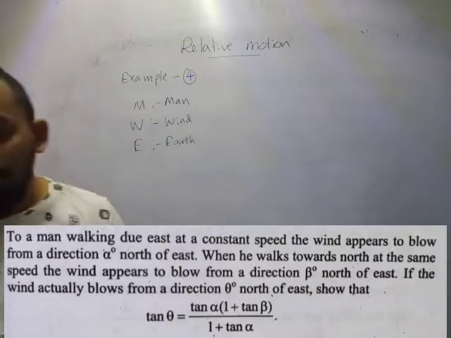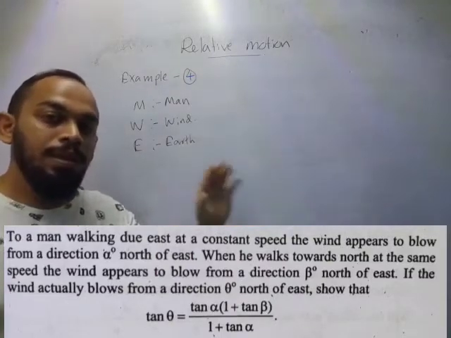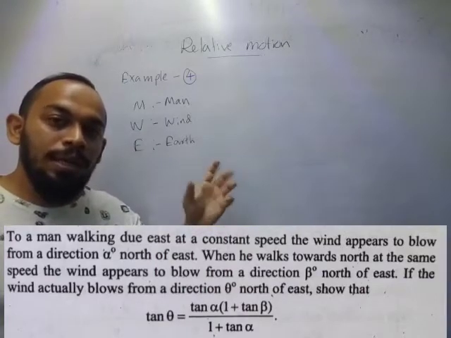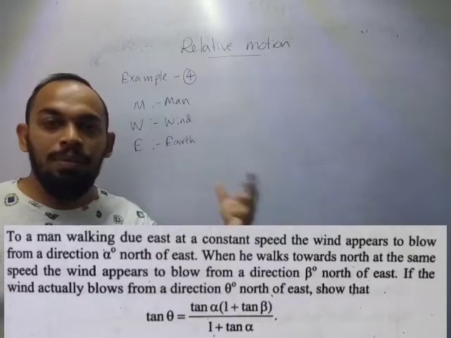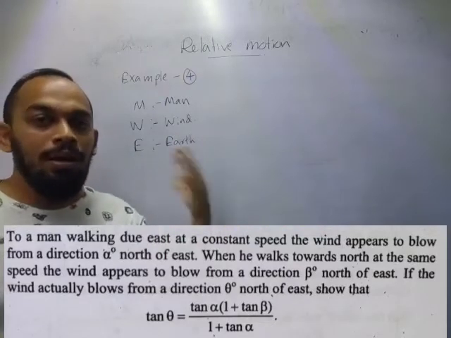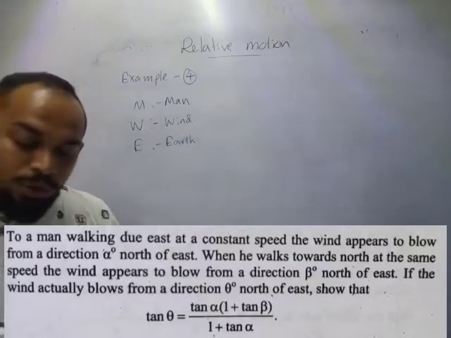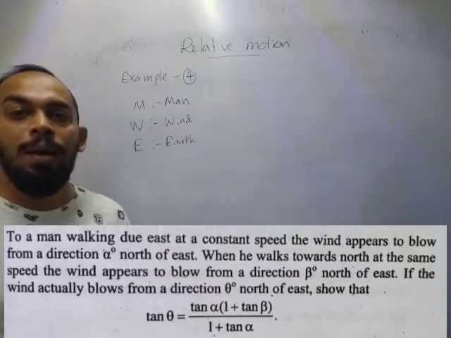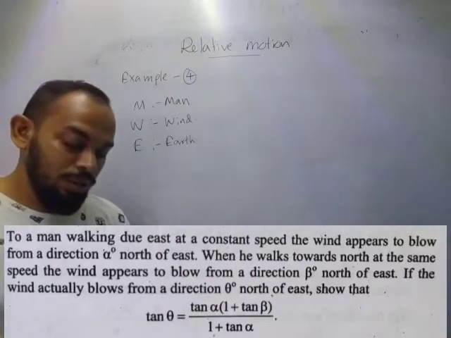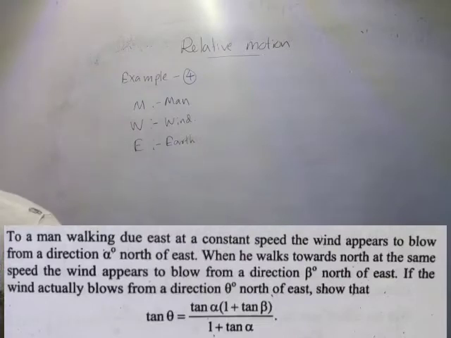At a constant speed. Now the speed is not given. He is walking at a constant speed. Here they don't tell you the magnitude of walking, right? The magnitude is not there. They are only referring to the direction. And to him, wind appears to blow from a direction alpha north of east. Now let's write down the data.